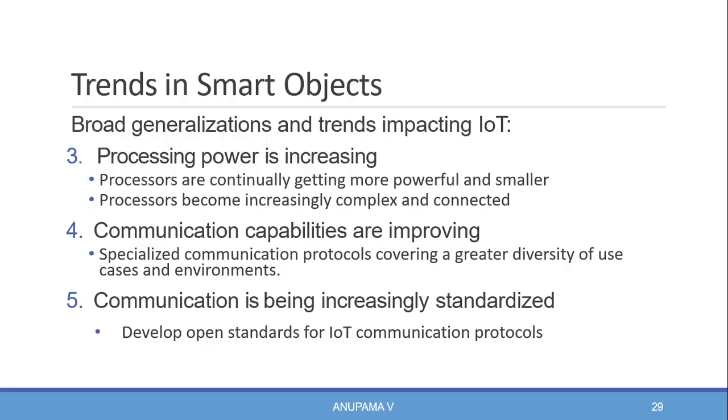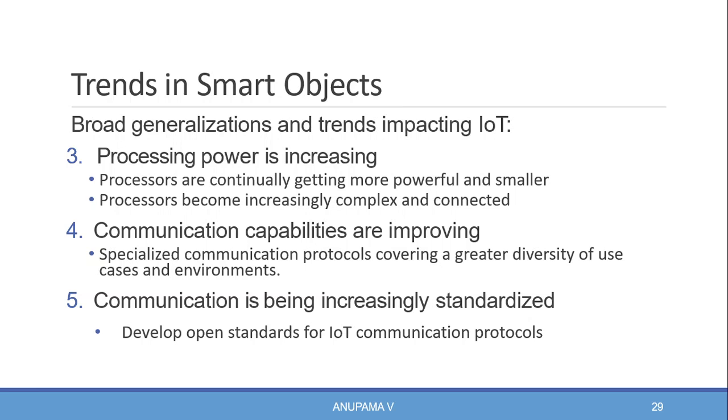Processors are continually getting more powerful and smaller. Processors become increasingly complex and connected. That is the third trend, that is processing power is increasing.